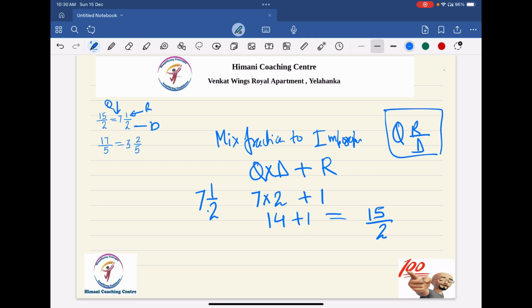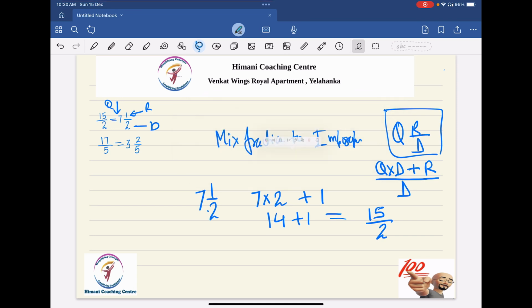Okay. So what is the formula? We do this Q into D plus R. Overall, you just divide it by D only. Okay. So this is the complete formula for converting a mixed fraction to improper fraction.